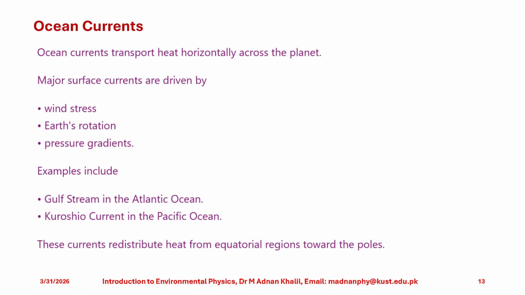Ocean currents are large-scale movements of seawater. Some are surface currents driven mainly by winds, while others are deep currents driven by density differences. These currents transport heat from warm tropical regions toward colder latitudes. For example, warm currents can make nearby coastal climates milder, while cold currents can cool a surrounding region. In this way, ocean currents play a major role in shaping regional and global climate.